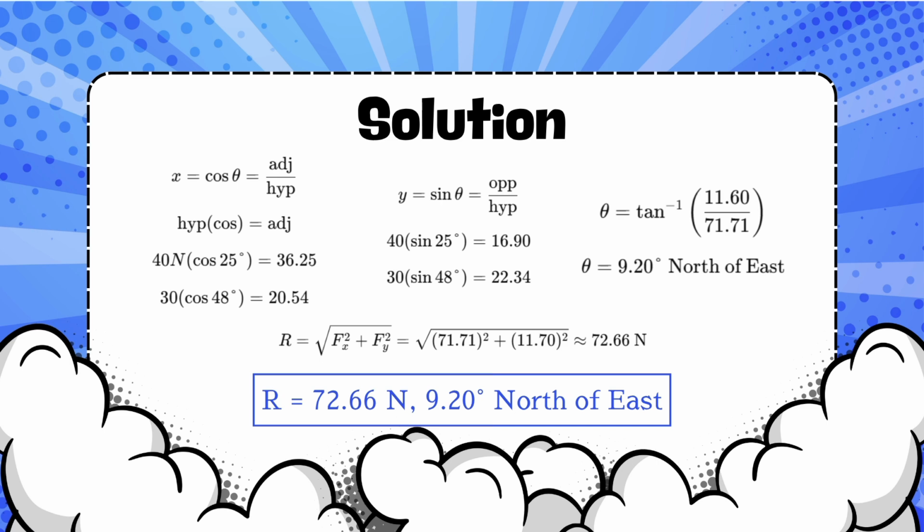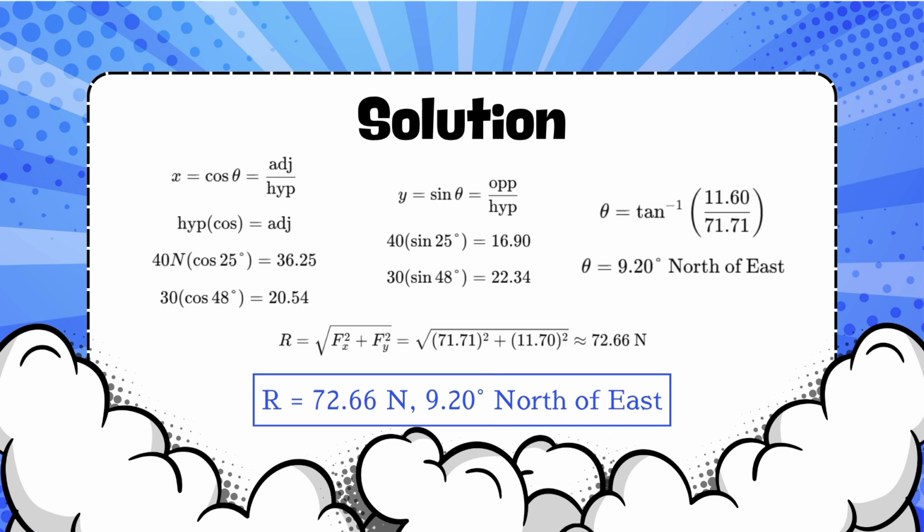Next is solve for y. Same process lang din pero SOH ang gagamitan natin. Sine equals opposite over hypotenuse. Cancel out lang si hypotenuse, then substitute. The value of y is 16.91.